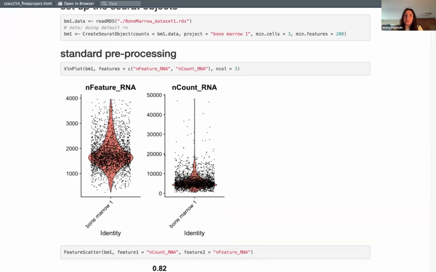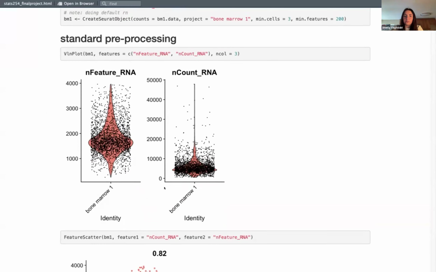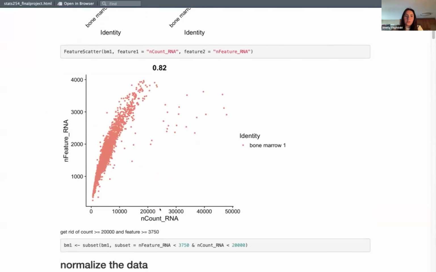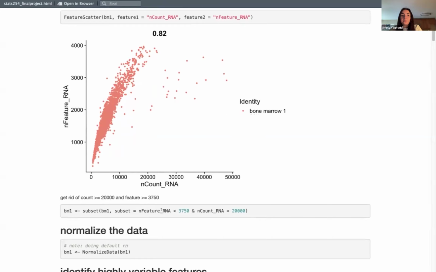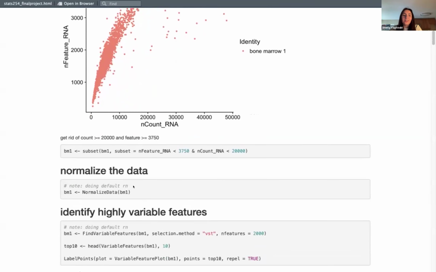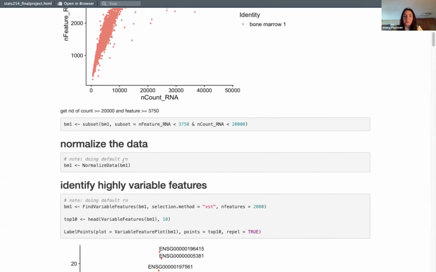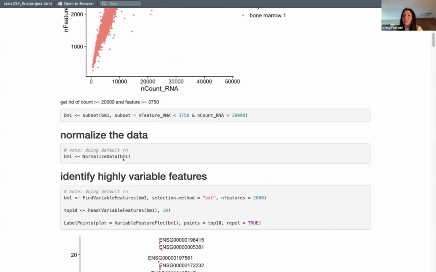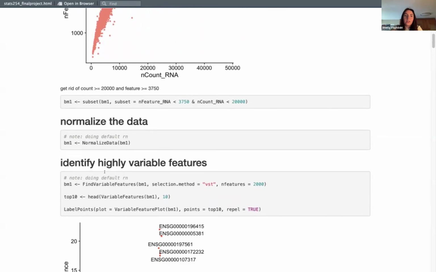And for nCount, the ones that were above 20,000. And this kind of reinforced that these values needed to go up here. So I got rid of that. I normalized the data. For a lot of this, I kept default parameters because I was trying to make some sense of what was going on step by step. But at this point, in hearing from everyone else, I'm going to go back and mess around with it. But I normalized it using the default.